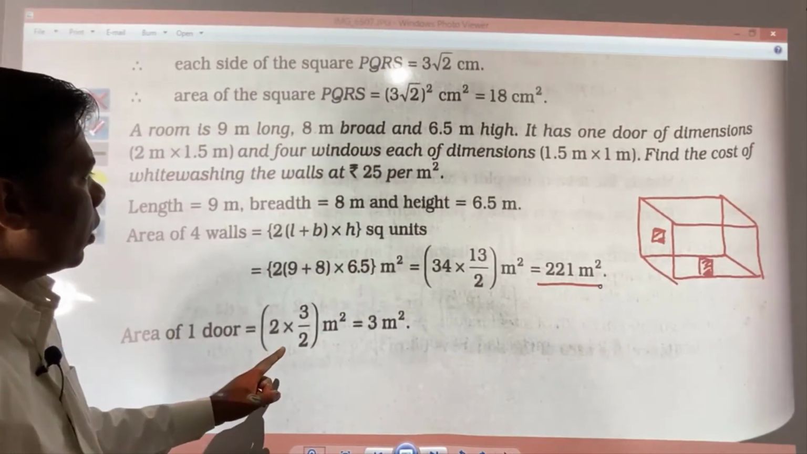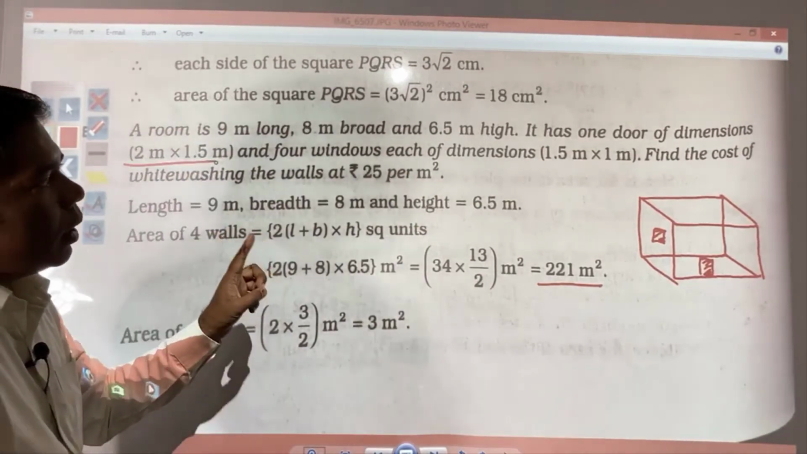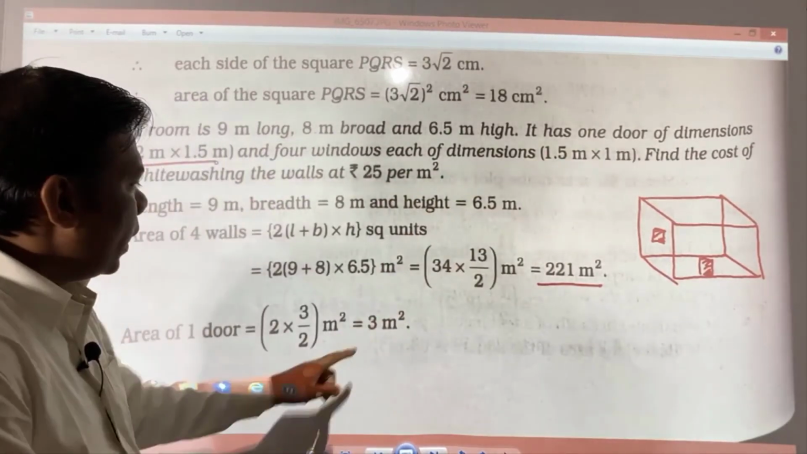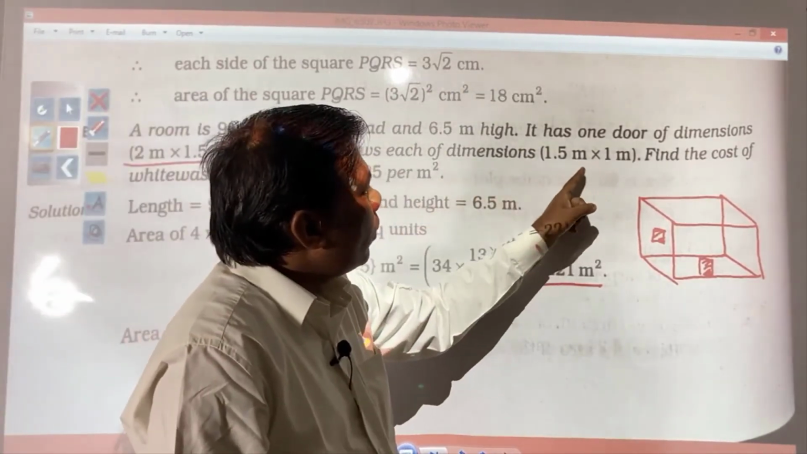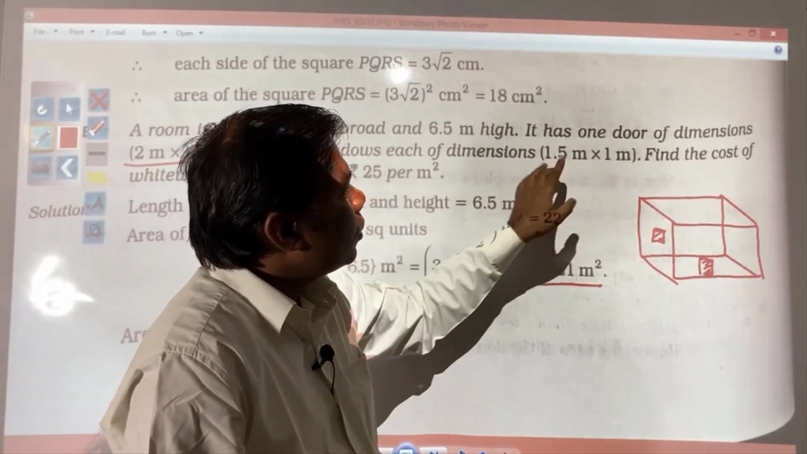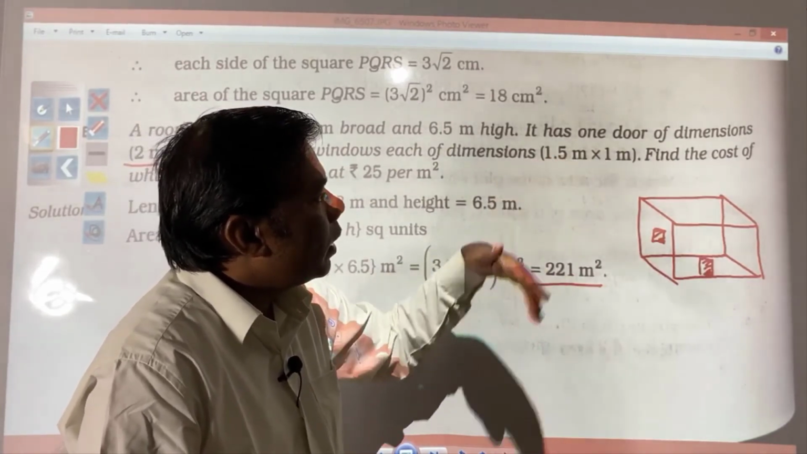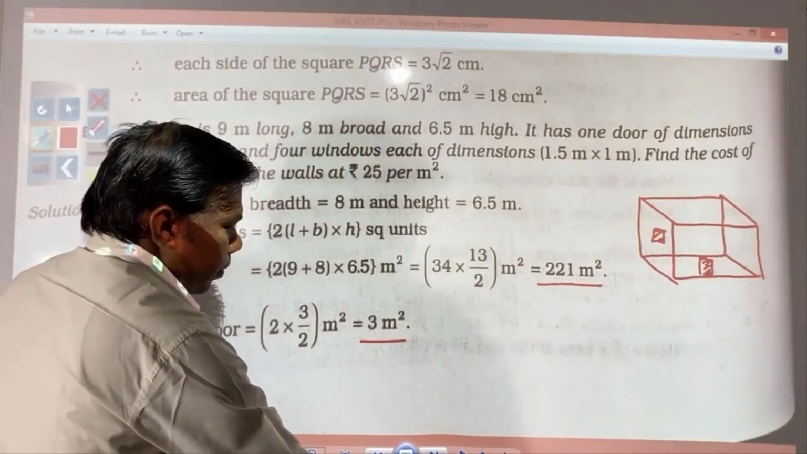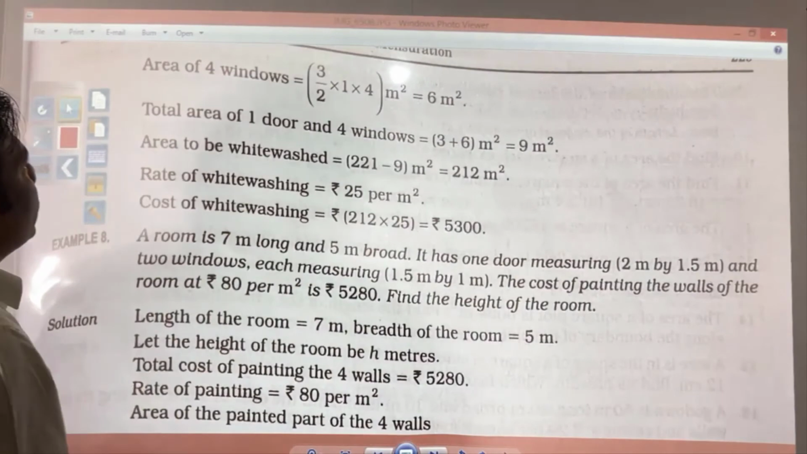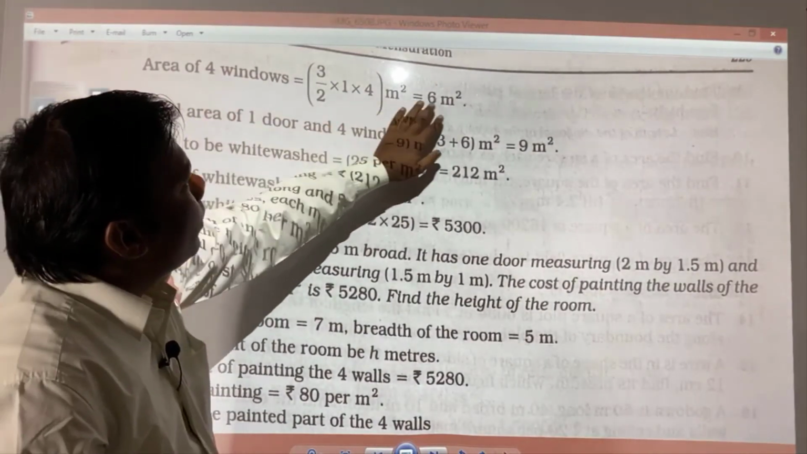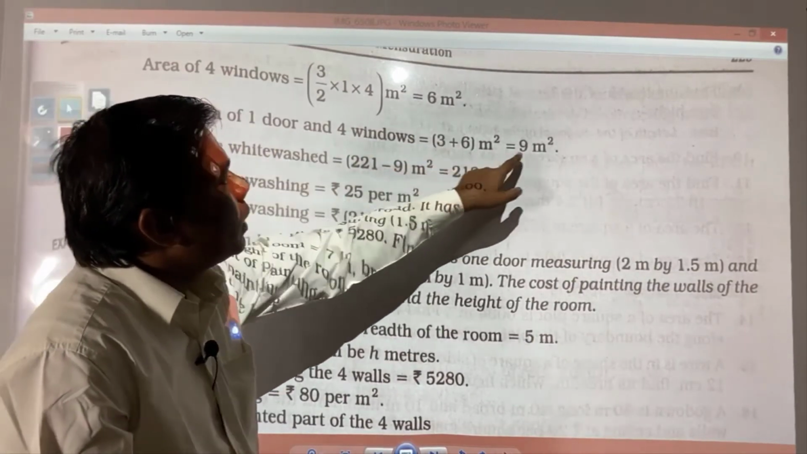Area of one door. Length and breadth has been given. Dimension means length and breadth has been given of one door. So it has one door, so area 3 meters square. 4 windows. So one window will be what? 1.5 into 1. So for 4 windows, 1.5 into 4, 6 meters square. Here you see area of 4 windows will be 6 meters square. Now total area of door and windows will be 3 plus 6 means 9 meters square.